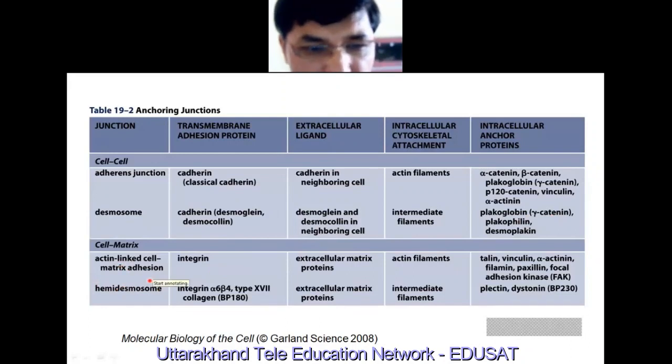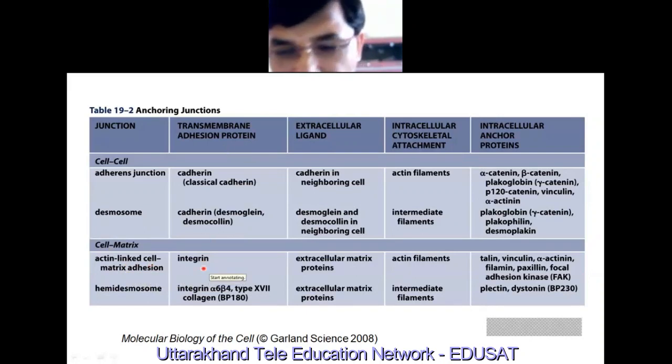Second, cell to matrix interaction, the interaction of the cell with the matrix. Now, actin-linked cell matrix adhesion: the transmembrane protein is integrin, and this is the extracellular matrix protein, whatever protein is present in the extracellular matrix, supported by actin filaments. The proteins anchor intracellularly inside the cell. What are these proteins? Talin, vinculin, alpha actinin, filamin, paxillin, and focal adhesion kinase (FAK).